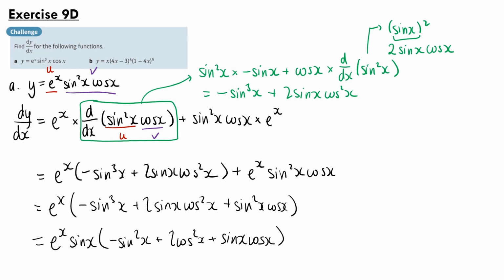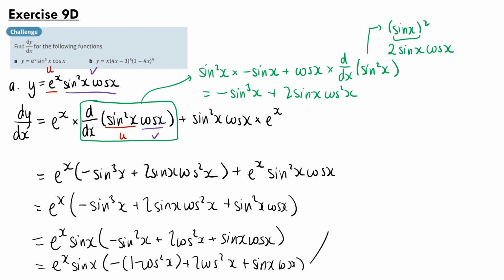And you could also rewrite the minus sine squared x as minus 1 minus cos squared x, and then simplify that to give you e to the x sine x times, then we're going to have cos squared x plus 2 cos squared x, which is 3 cos squared x, take away 1 plus sine x cos x. Any of these answers would be acceptable.